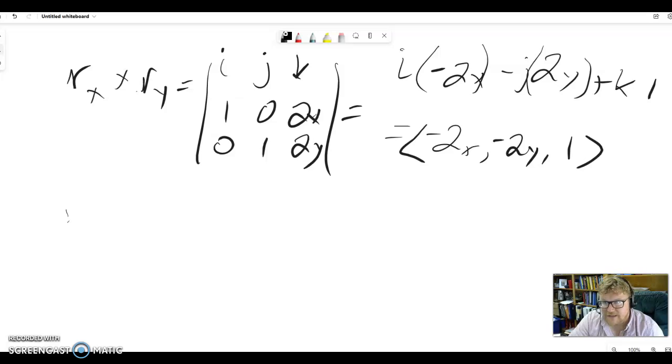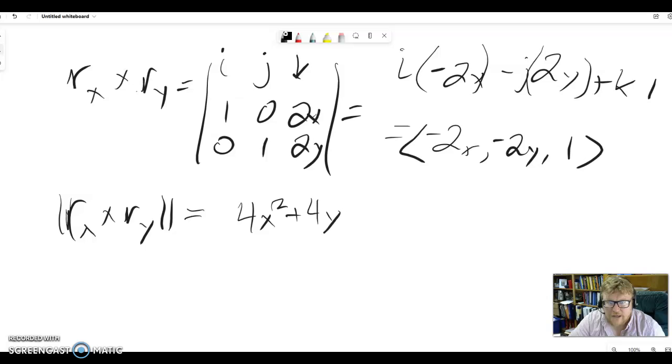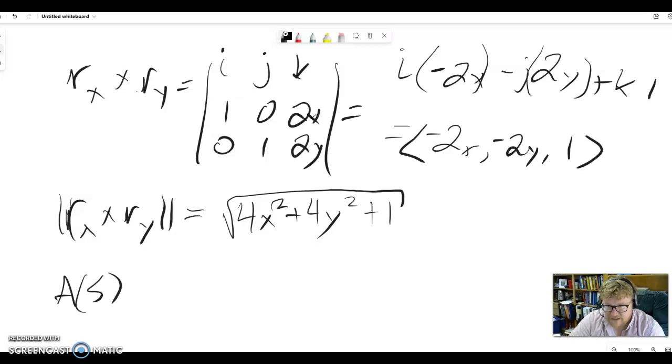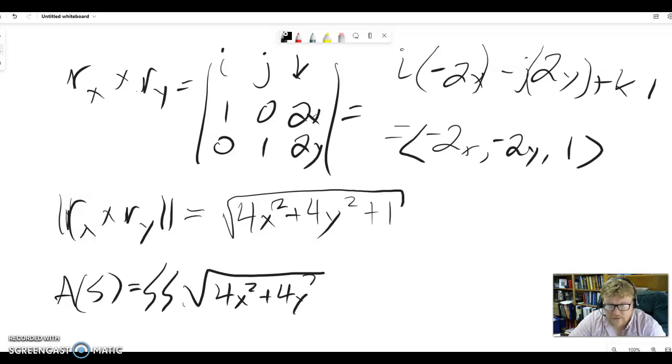Now I need the length of that normal vector. That's going to be the square root of 4x squared plus 4y squared plus 1. Square each piece and add them all together. So far, so good. Now I'm ready for my surface area. The area of the surface is the double integral of the square root of 4x squared plus 4y squared plus 1 dA.